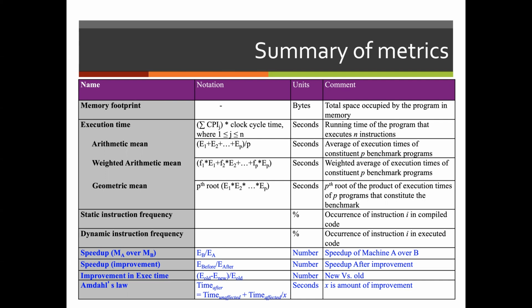We have a few more metrics that we're going to cover in our next lesson, and these relate to speedup in terms of performance of machine A over machine B, speedup improvement, making improvements to a data path or instruction set, speedup in execution time, as well as measuring performance improvement using Amdahl's law. So that is the next set of metrics and concepts that we will cover in the next lesson.